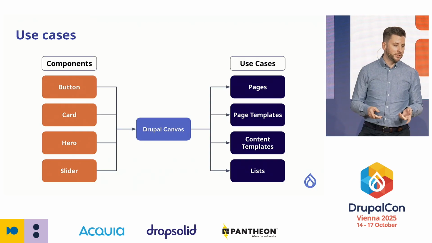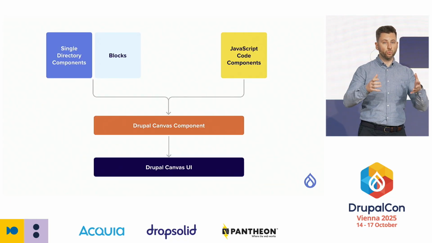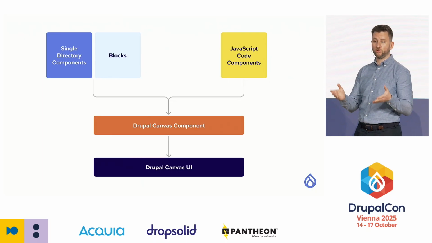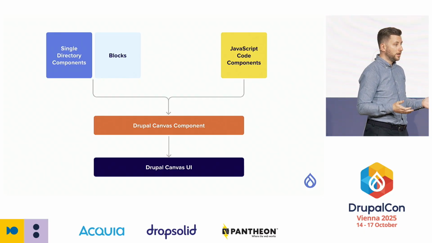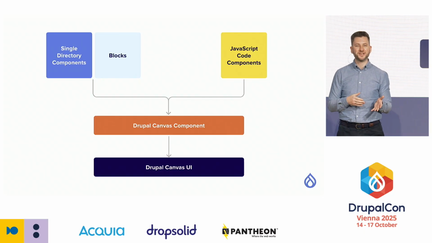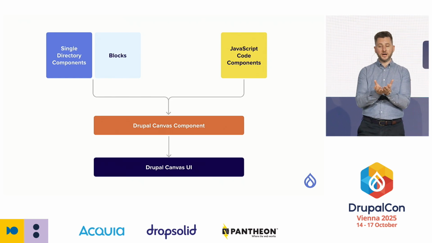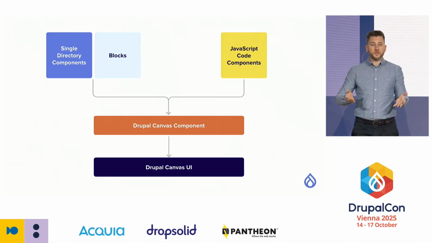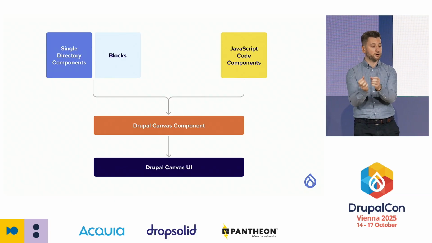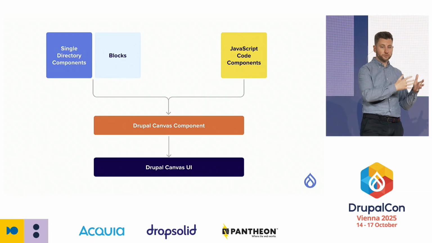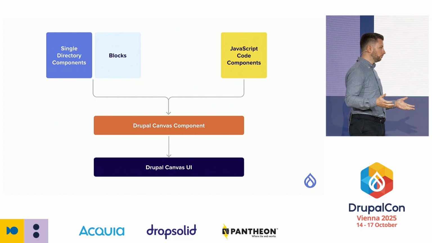So how do we make that happen in Canvas? We have talked about single directory components already. That's one of the component types, the component sources, that you can use in Canvas. Blocks are the other one. They have existed for decades. And while single directory components are great for building static UI output, blocks allow you to run PHP code, which allows you to run dynamic logic. And the best thing about that is that you can combine that with SDCs, because you can create an SDC, a single directory component, to be the output of your block. So you get both things.